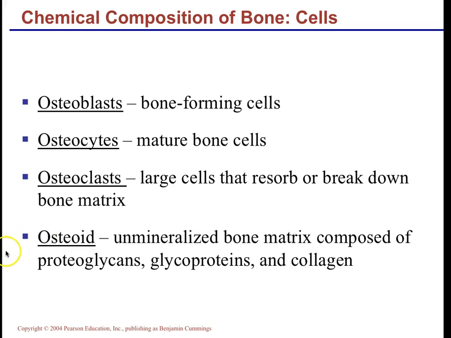So the osteoid is the term that's used for the unmineralized bone matrix. They're made up of these fibers that are actually quite elastic. Proteoglycans, glycoproteins, and most importantly, collagen. So the flexibility of bone is due to the osteoid portion.